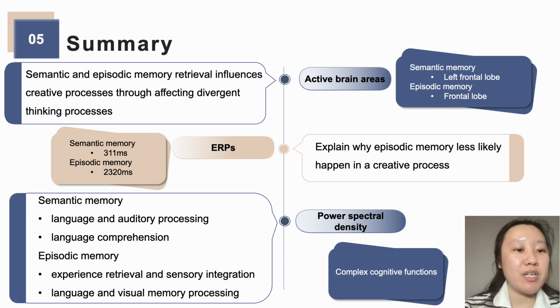From the ERP result, it can be used to explain why episodic memory is less likely to happen in your creative processes. Based on the power spectral density, we have found that semantic memory will relate to language and auditory processing and language comprehension. While for episodic memory, it will mainly relate to experience retrieval and sensory integration, and language and visual memory processing.